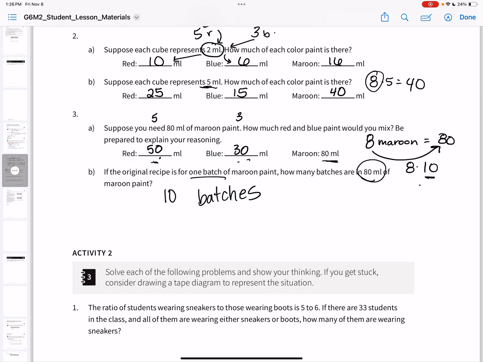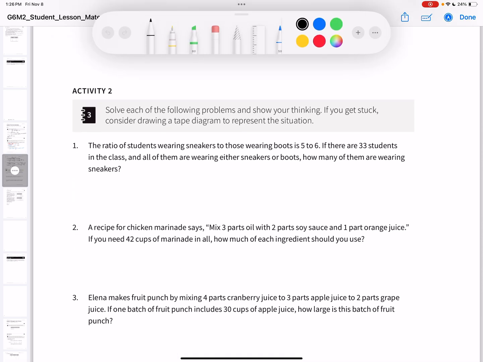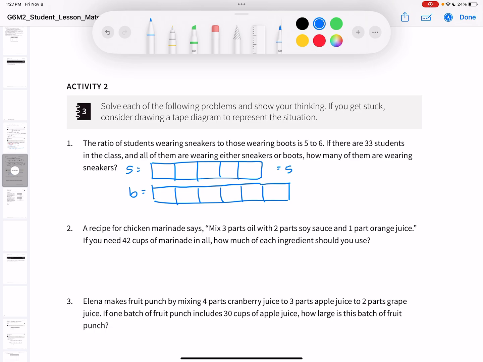So we have 5 kids wearing, or the ratio is 5 wearing sneakers and 6 wearing boots. So we're going to do sneakers equals a tape diagram. 1, 2, 3, 4, 5. And then boots is 5 and then an extra because they actually are doing 6. Like that, right? So this equals 5 and this equals 6.